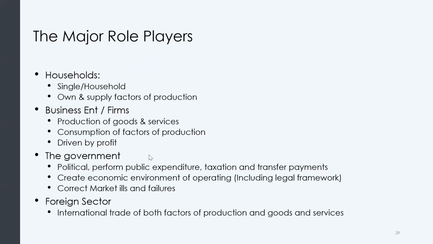Foreign sector, this is the international sector. We are looking at the other countries. So for example, South Africa trades, it exports and imports goods and services. So it trades with the United States. It trades with the UK. It trades with Botswana, with Zimbabwe, with Mozambique. So that's the international sector.